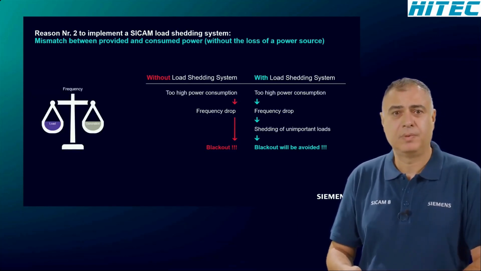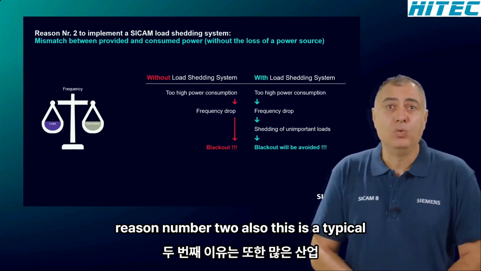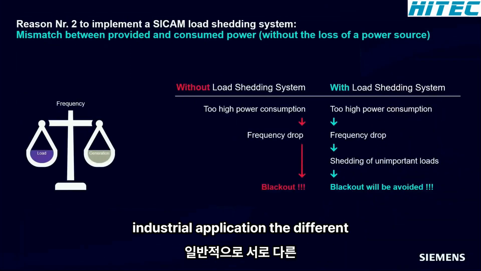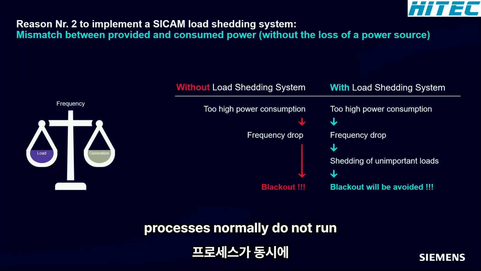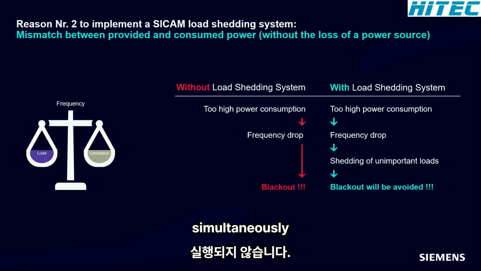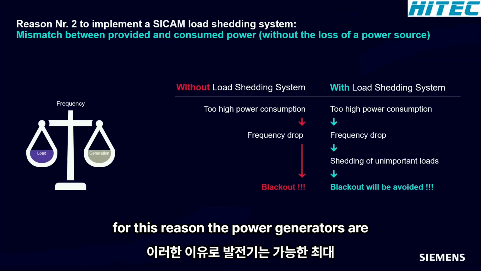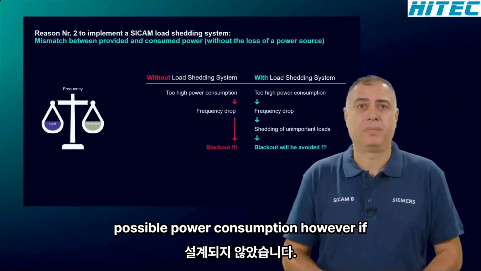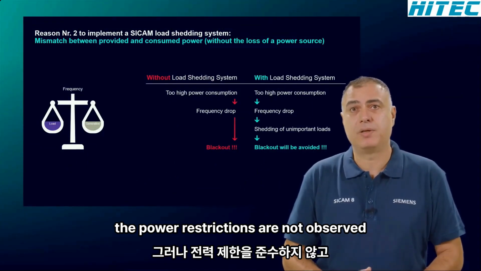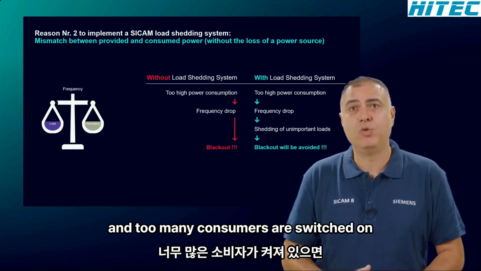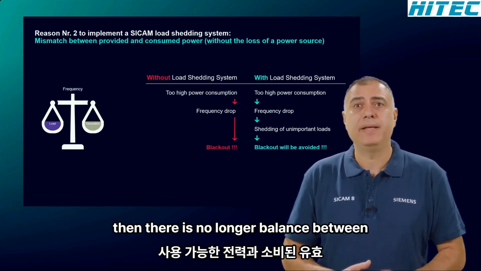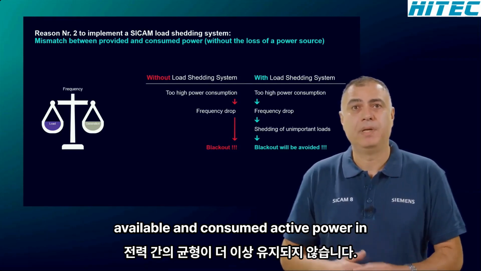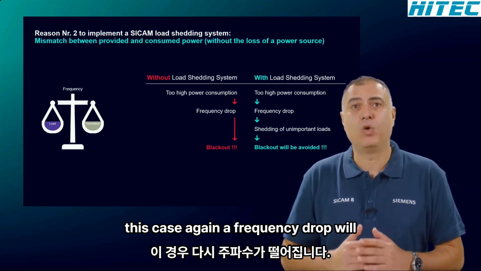Reason number 2. Also, this is a typical use case. In many industrial applications, the different processes normally do not run simultaneously. For this reason, the power generators are not designed to cover the maximum possible power consumption. However, if the power restrictions are not observed and too many consumers are switched on, then there is no longer balance between available and consumed active power. In this case, again, a frequency drop will occur.